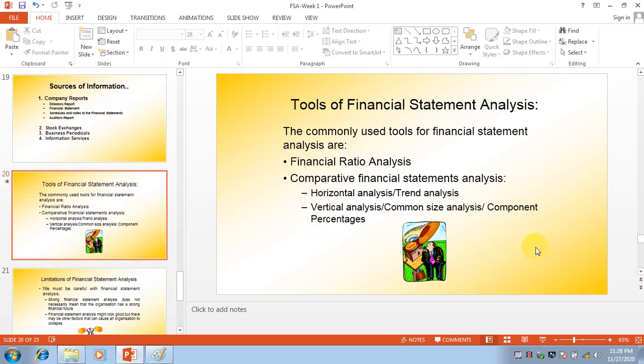Different tools of financial statement analysis we already discussed. One is financial ratio analysis, and comparative financial statement analysis like horizontal analysis, trend analysis, and vertical or common size analysis, or component percentages. So these are the tools of financial statement analysis.